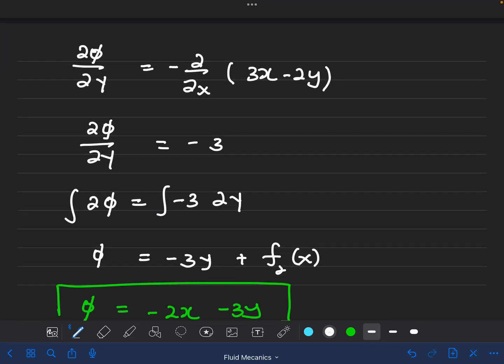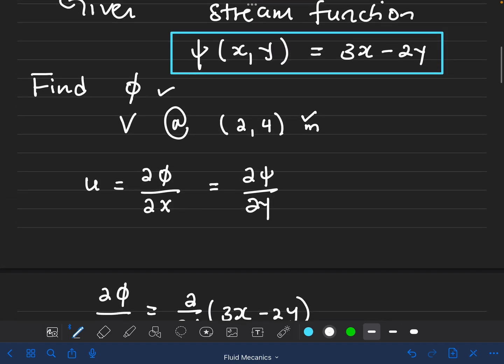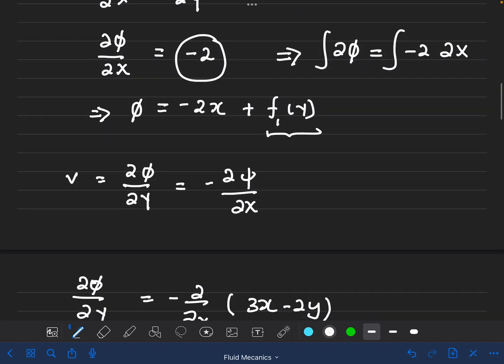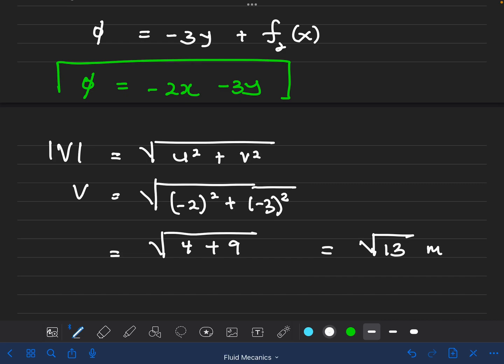The y component is this over here. Even if we substitute 4 over here, or 2 and 4, we're still going to get negative 3, right? All squared. Then what does this equal? This is negative 2 squared, that is 4, plus negative 3 squared, that is 9. So this equals the square root of 13 meters per second.